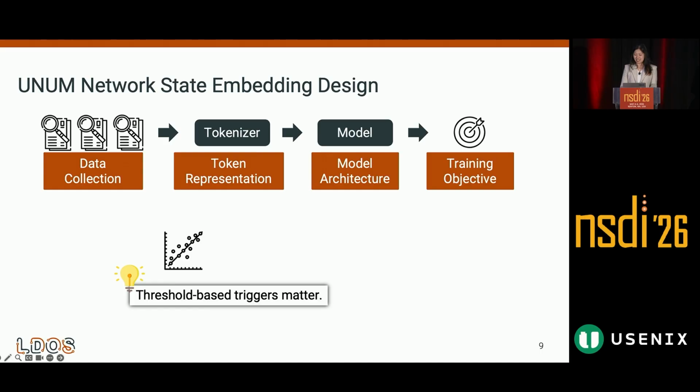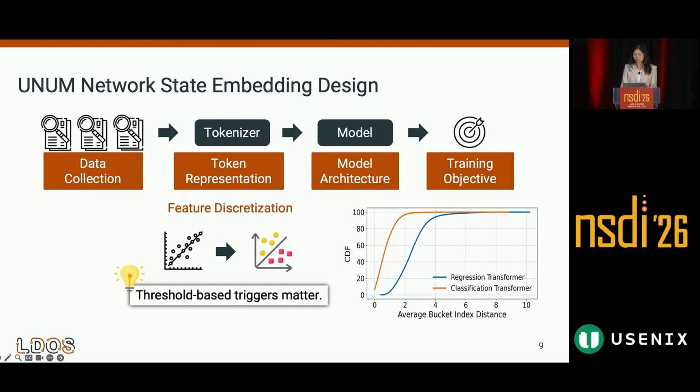And what we realized is that the exact numerical values of future states don't really matter for a lot of network control tasks. What really matters is some threshold-based triggers. For example, when the queue is building up or when the bandwidth is sufficient. Building on this insight, we turn the regression problem into a classification problem, where we bucketize each signal into some reasonable ranges and then train the model to predict which bucket the future states fall into. In practice, this actually improves the prediction accuracy by a lot.